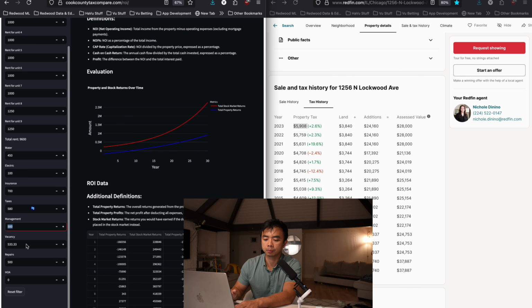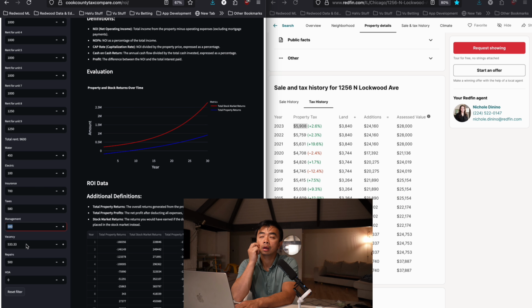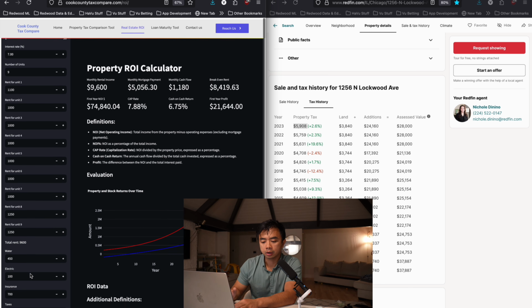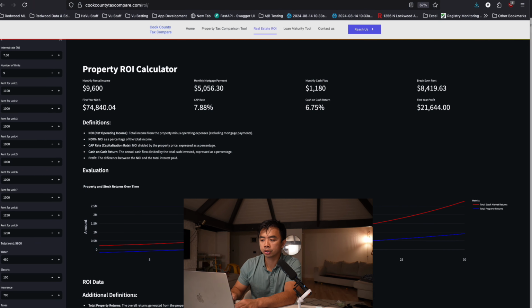Management, pay someone to help manage. Vacancy. How I think about vacancy is that for 12 months of rent for all the units, I would have 1 month of it as completely vacant, for a worst case scenario. So it's about, I'll put it as $533 per month. And then repairs, I'll put $500. There's no HOA. And so that's pretty much it.